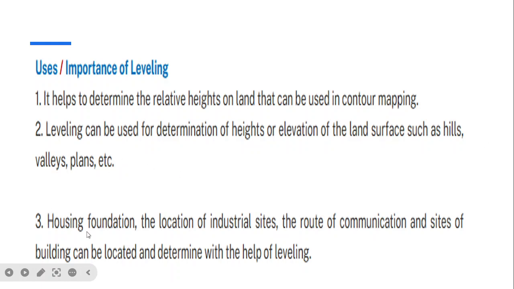Moving on, the other uses: housing foundations, the location of industrial sites, the route of communication, and the size of buildings. They can be located and determined with the help of leveling. So leveling is also crucial for these kinds of things: housing foundations, the location of industrial sites, the routes of communication, and the size of the buildings.